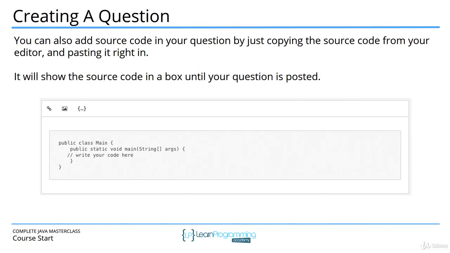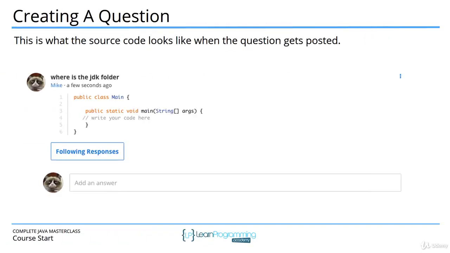Now, another really cool thing you can do is directly paste source code into your question by just copying the source code from your editor and pasting it right in the box. Once you do that, it'll show the source code in a box similar to what you can see on the screen until your question's actually saved or posted. Once you do that, you'll see here that it formats the code and also nicely color codes it as well. So this can be a really good way to show the code that you're working on and perhaps any errors, so that myself or other students can help you with it.